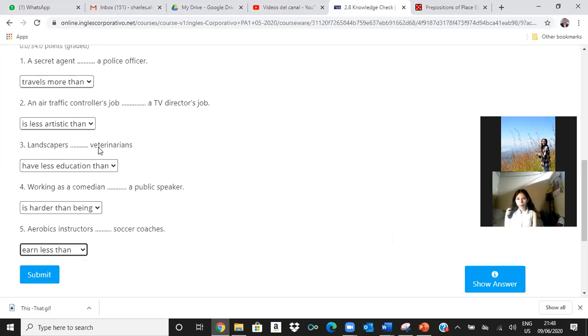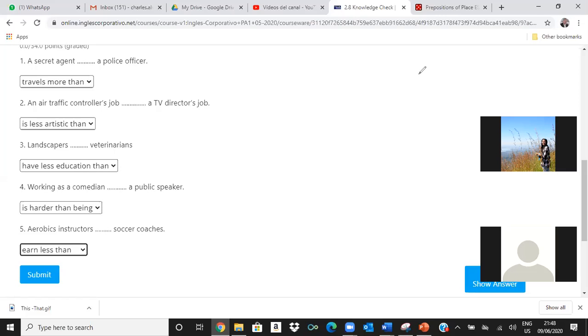Number two, an air traffic controller's job is less artistic. What is this? An adjective. Artistic, yes, adjective. Very good. Number three, a landscaper blank have less education than veterinarian. Which one do you think? Education, noun. Very good.